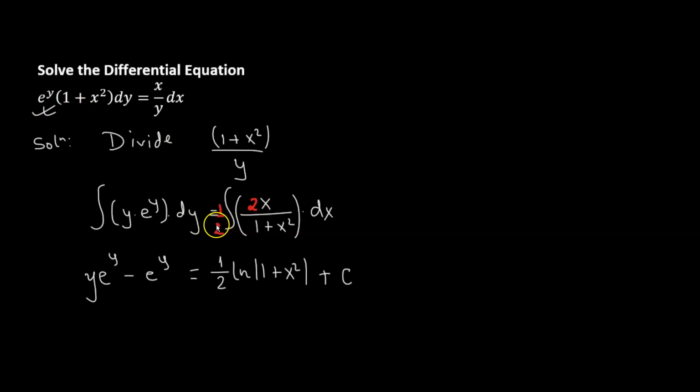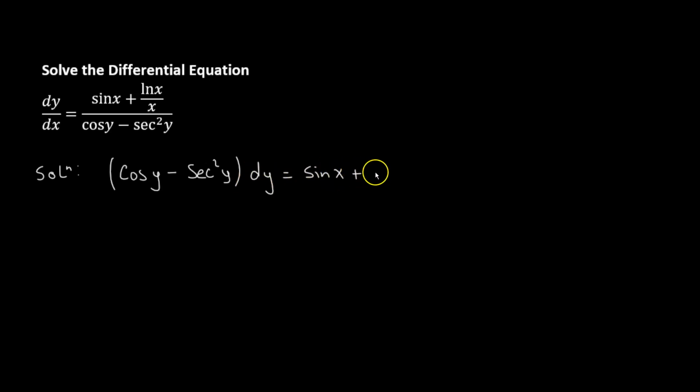Let's move on to the next problem. So here we have another differential equation. Let us begin by separating the differentials. First we will cross multiply. So we'll have (cosine of y minus secant squared y) times dy equals (sine x plus natural log of x) divided by x, multiplied by dx.